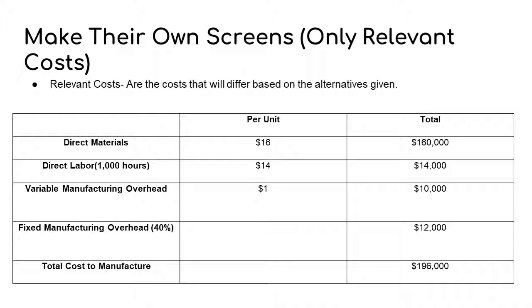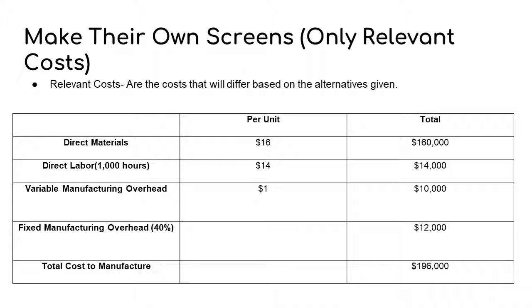Relevant costs are the costs that will differ based on the alternatives given. The fixed manufacturing overhead was reduced to only 40%, as the other 60% of the fixed costs are not relevant, as they are unavoidable, because they would still pay those 60% whether they choose to manufacture the OLED screens or not. The total that the accountant came up with in his estimate is $196,000. And looking at it, you would think that Apple should just manufacture the OLED screens, because from this estimate, it looks like it's cheaper for them to manufacture it when only relevant costs are accounted for.